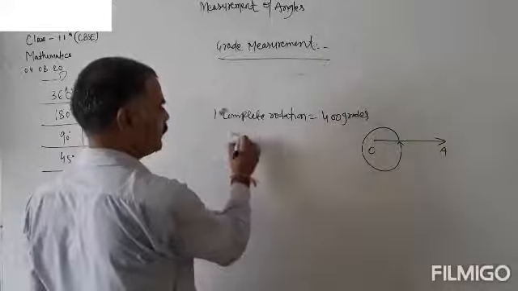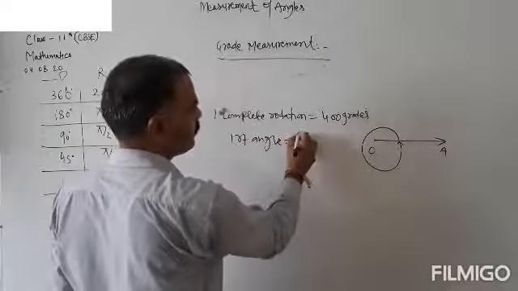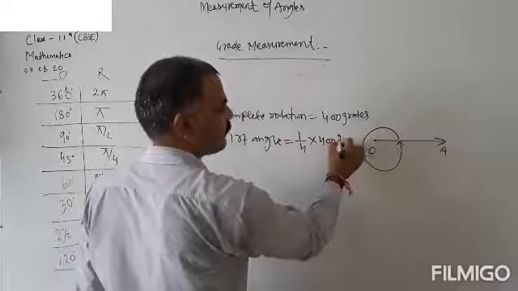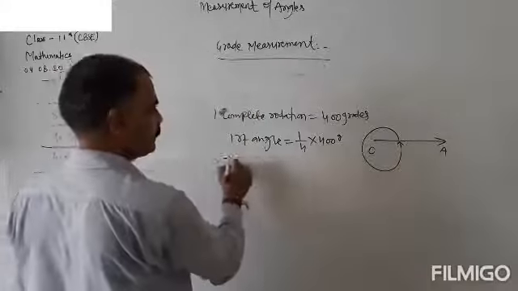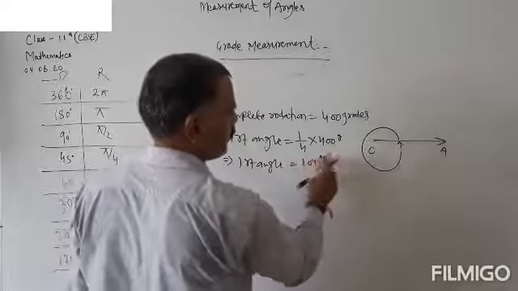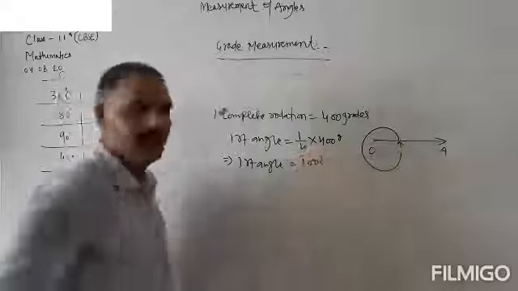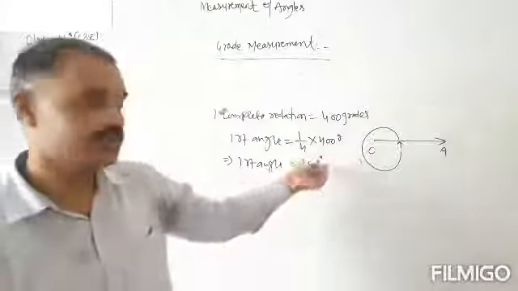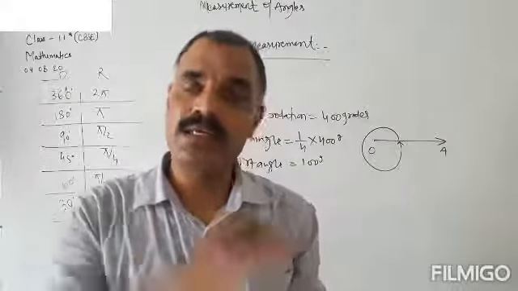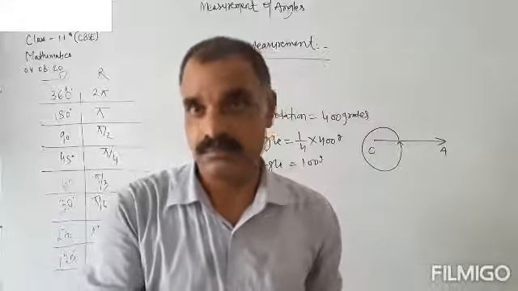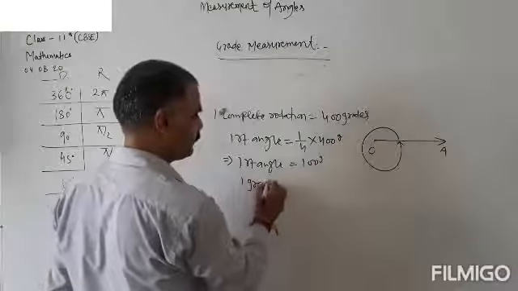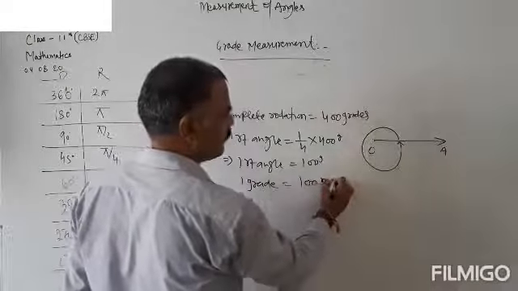Now 1/4 of the rotation is one right angle. One right angle equals 1/4 of the complete rotation, that is 1/4 of 400 grades. So one right angle is equal to 100 grades. Now in the grade system, a grade is again divided into 100 equal parts and each part is said to be a minute. So one grade is equal to 100 minutes.